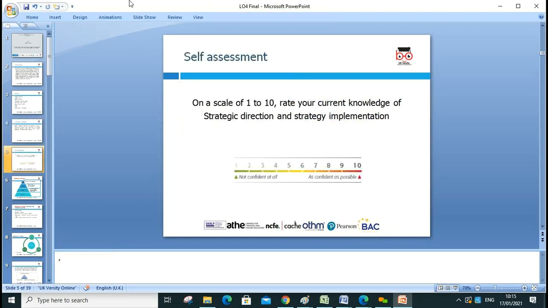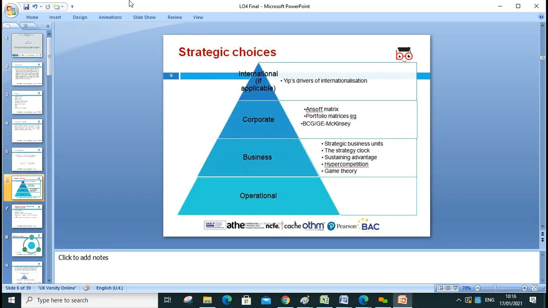So how much do we know, on a scale of 1 to 10, about strategic direction and strategy implementation? What do you think? About 7 or 8. Number 8. Okay, good.